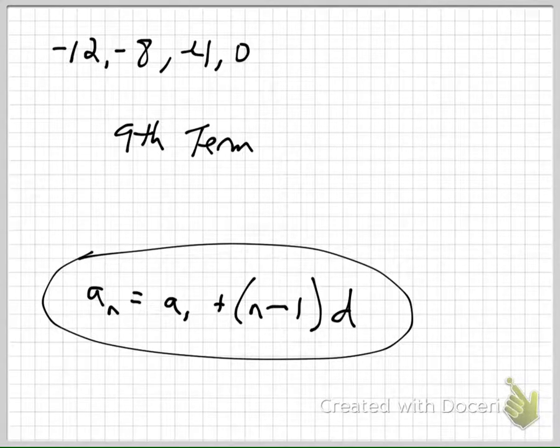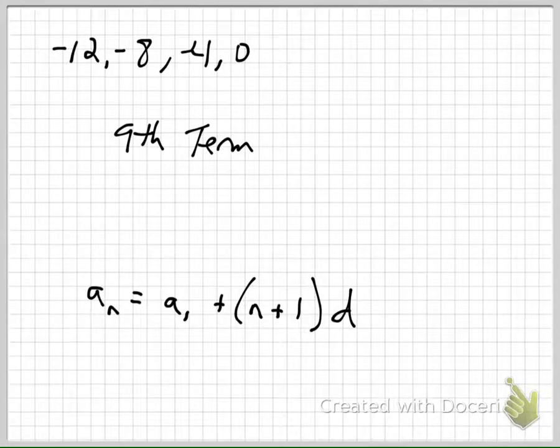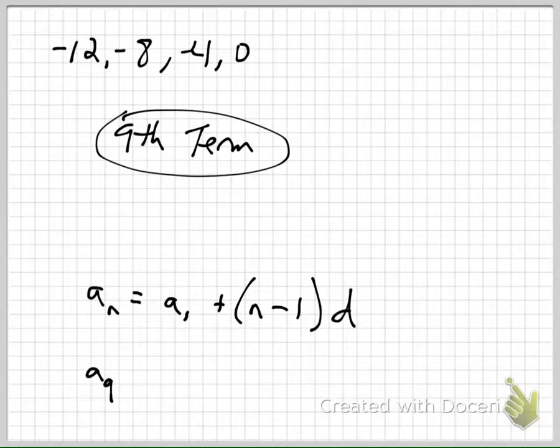So here's the deal. Let me explain to you the formula. a sub n. n means number. n is the one that we're trying to find. You wouldn't call it a sub n here. It's a sub 9, because 9 is the one we want. We're trying to find the 9th term. So we're going to put a sub 9 equals, what is a sub 1 then? It's the first term, which is negative 12. So instead of a sub 1, I'm going to put negative 12, right?